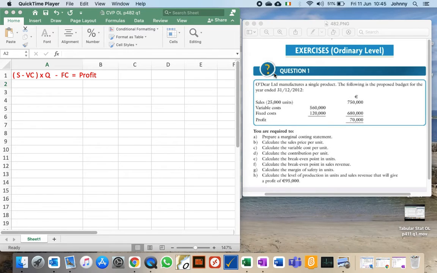CVP analysis, also known as marginal costing. What I have on the screen is the formula that we're going to come back to again and again. This is when we're starting to do our calculations, which we'll see later on. So first, we're asked to do a marginal costing statement. So our normal costing statement, which is a profit and loss.